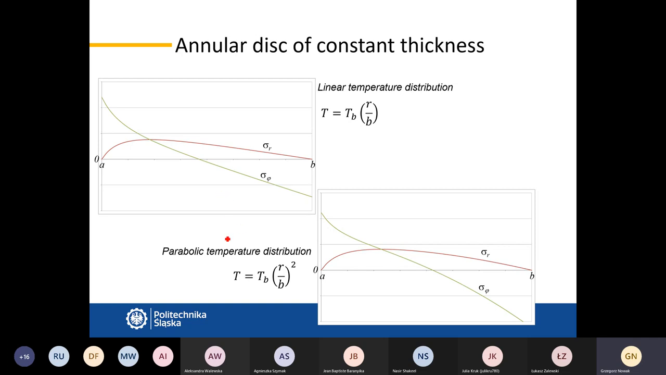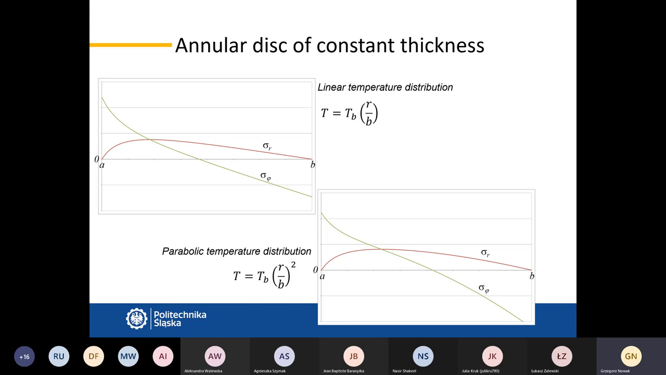At the internal surface, it is very much the same, 2 and a bit, and here also 2 and a bit, so slightly less here than here. This is for the same material properties and the same temperature difference calculated. But the distribution is here more curved, so higher stresses are at the ends. And this is what I wanted to show you.